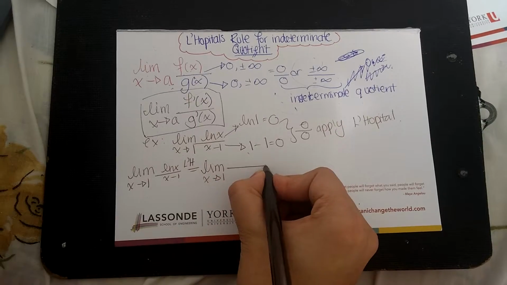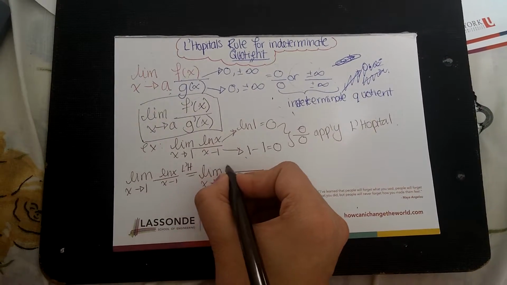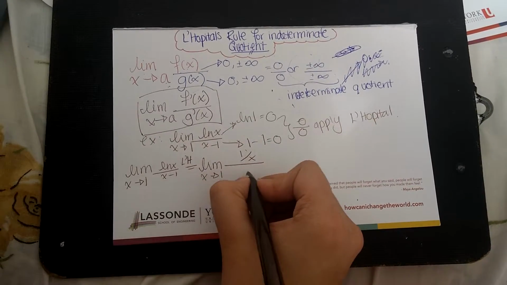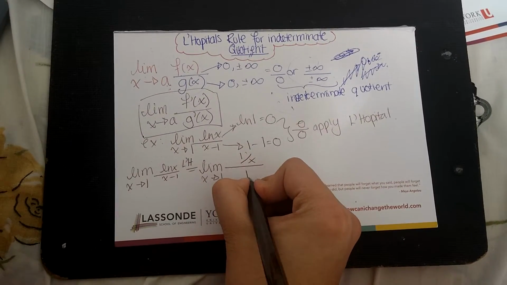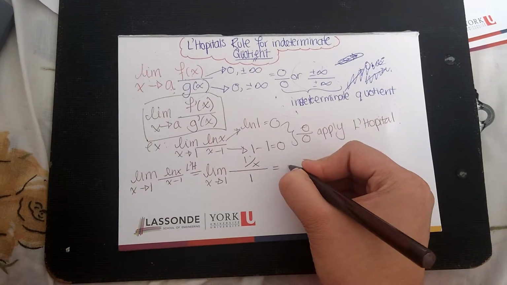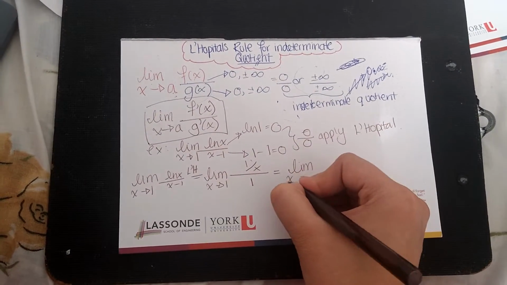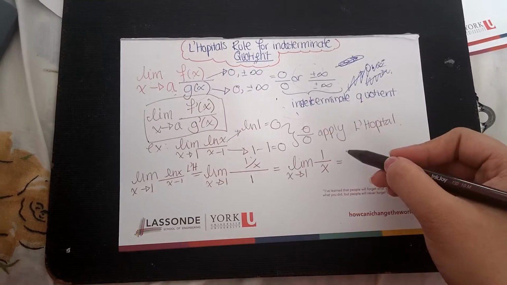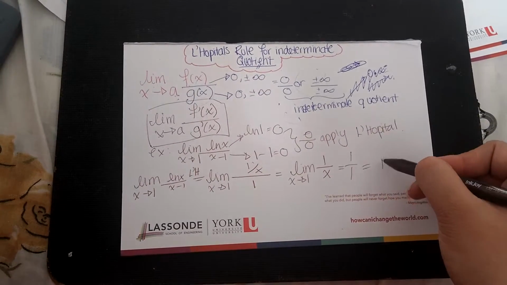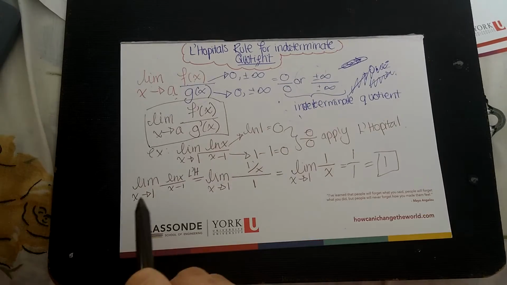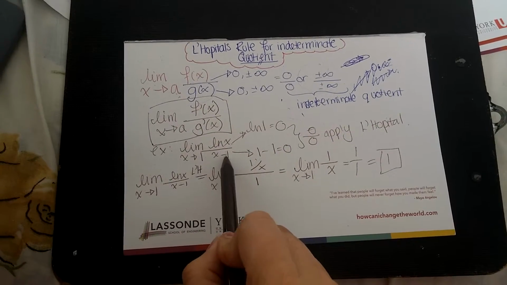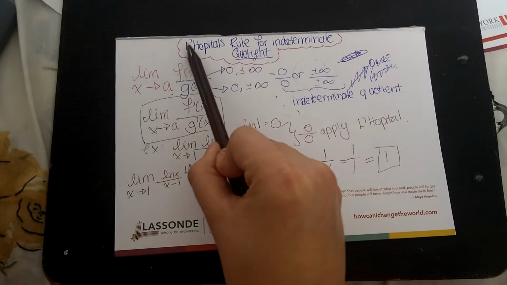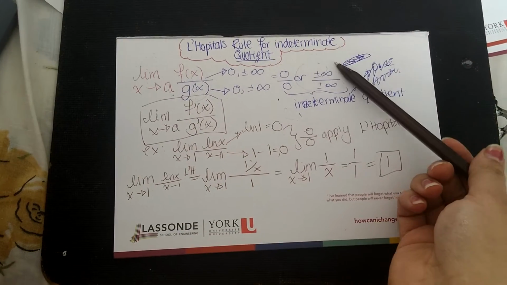Now we find the derivative of ln of x. The derivative of ln of x, we know, is 1 over x. The derivative of x minus 1 is just 1. Okay, so now we have just the plain limit of 1 over x. We plug in 1, we get 1 over 1, and the answer is 1. So now you see how this situation got simple by just applying this teeny tiny rule that we were all overrun by the title that I first talked about.